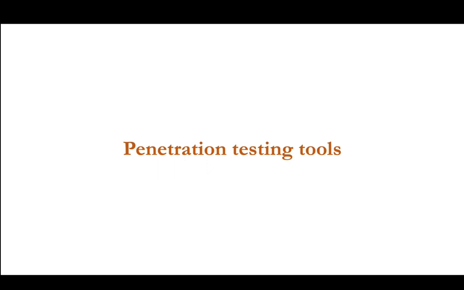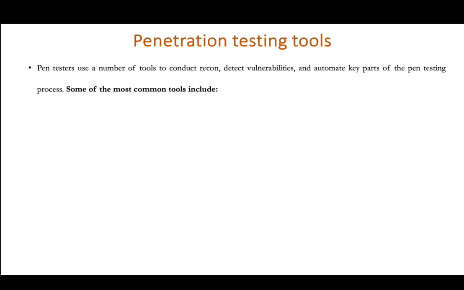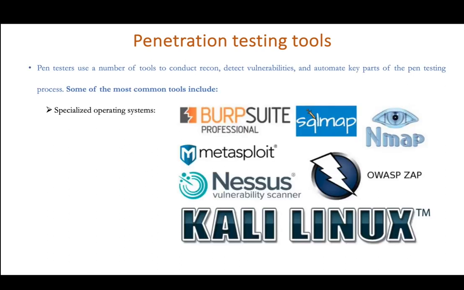Now we are going to talk about the penetration testing tools. So, pen testers use a number of tools to conduct reconnaissance, detect vulnerabilities, and automate key parts of the pen testing process. Some of the most common tools include the specialized operating systems. Most pen testers use operating systems designed for penetration testing and ethical hacking.